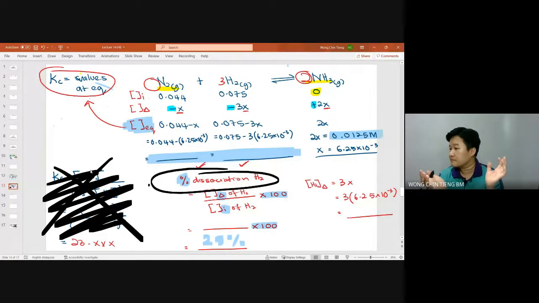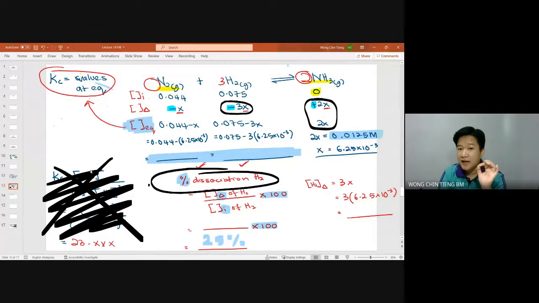Zulaika? Yes. You still need to do an ICE table because you need these changes. You want to find the x. You know negative 3x, negative, easily because you look at the equation, right? But the question is, what is the x? So you still need to do the ICE table to find the x. Okay? So even though the question coming out in the exam later asks only for dissociation, the ICE table still must be there. Is that clear?